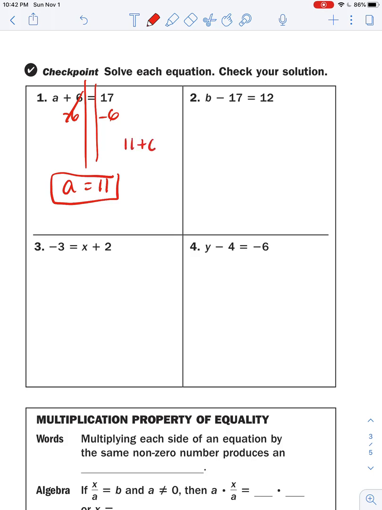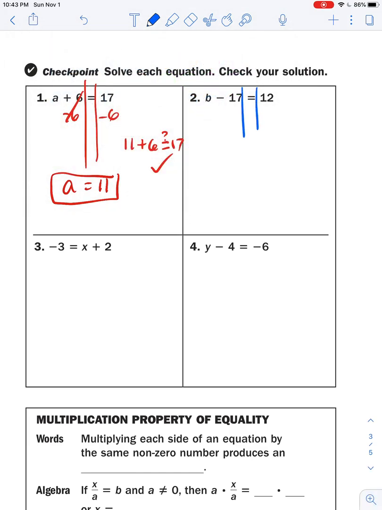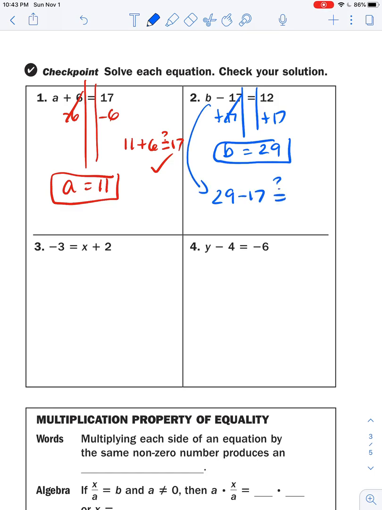And then keep in mind, you can always check, does what I got plus 6 equal 17? Yes. Does that equal 12? Yes.